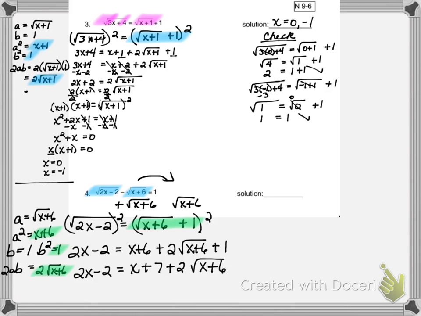Alright, so this is the radical part here. I need to leave that on the right side of the equal sign and move the x and the 7, subtract those over, or add them over. So I'm going to subtract x and subtract 7 from both sides. Those two things add to be 0. I wrote a 7 there, I should have written an x. That's an x. So 2x minus x is just x. We have x minus 9 equals 2 times the square root of x plus 6.